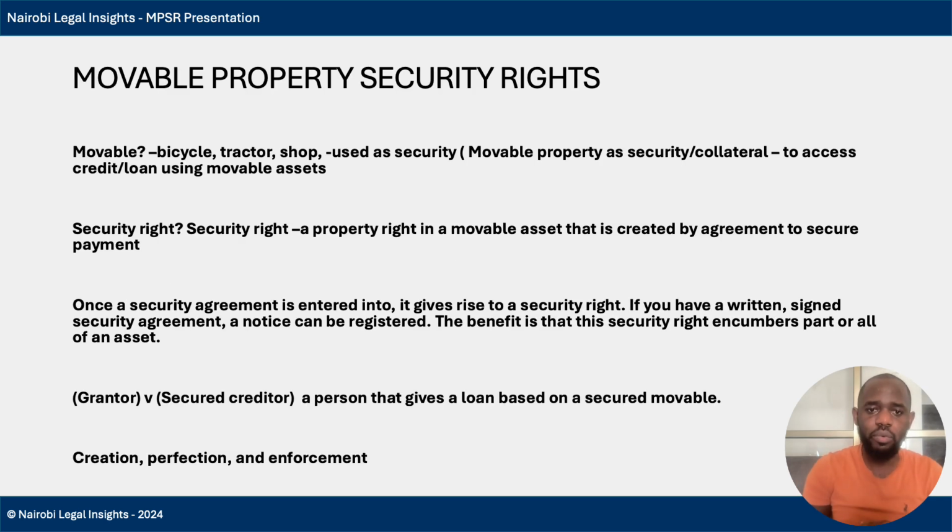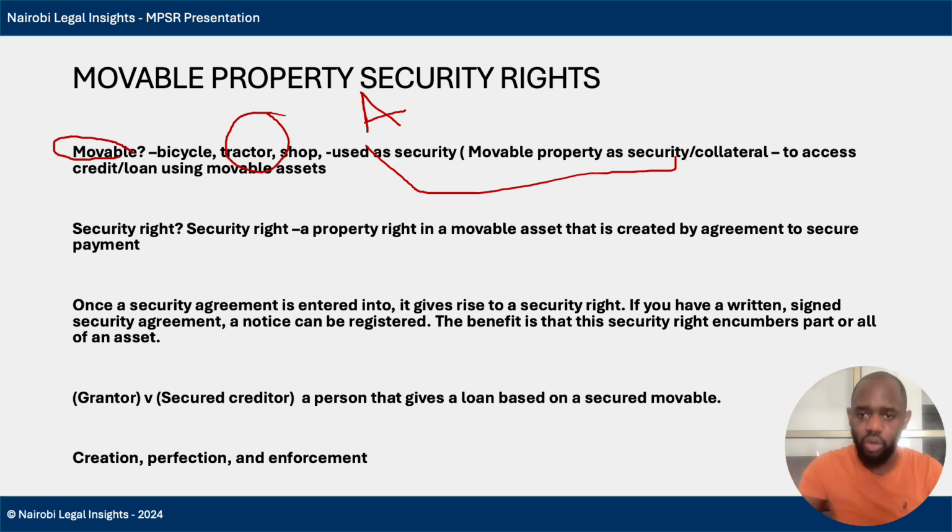To fully understand movable property security rights, there are certain keywords that you should pay attention to. For example, what is a movable? A movable, just like the word suggests, is an item or an asset you can move from one place to another. For example, it can be a bicycle, a car, a tractor, it can even be items in a shop. We may have a person A who has a shop, and that shop is stocked with cement and all items that can be used for construction. And so those movable assets can actually be used within the context of MPSR to have access to credit or a loan.